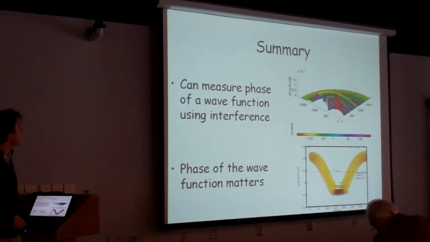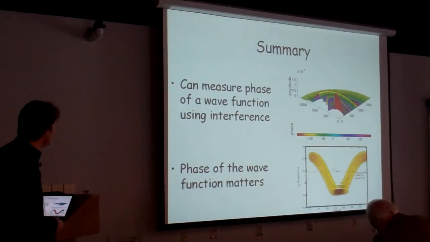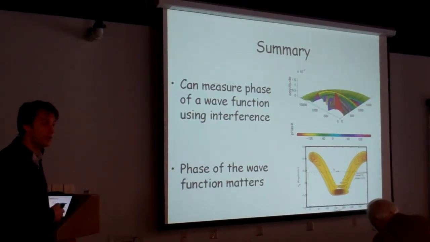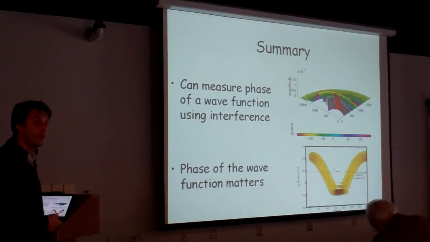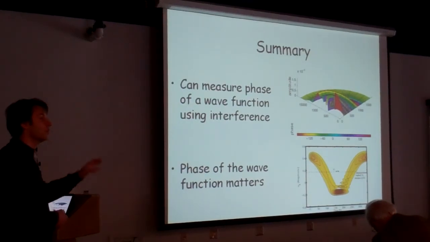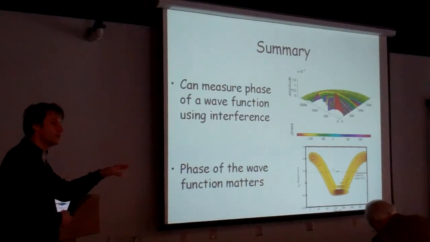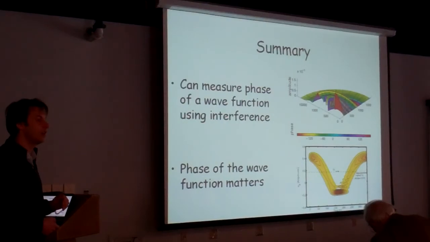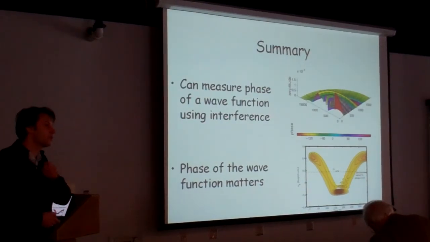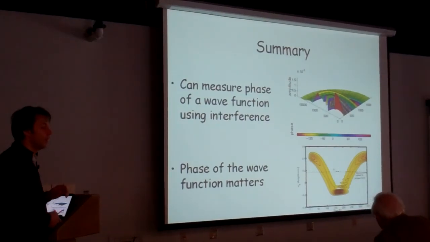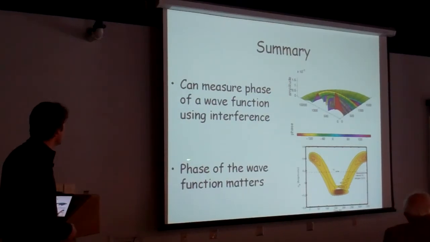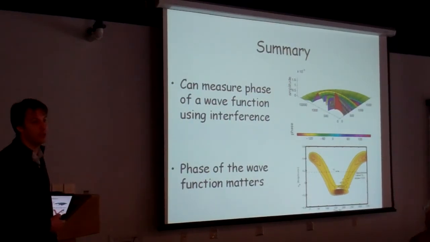So in summary, I hope to have convinced you that we can measure the phase of a wave function, and we can do that using interference. There are, of course, other ways to do this, but interference is a powerful way because it allows you to think about separating out into eigenstates and measuring the eigenstate-resolved interference pattern. So it's a very simple and, to my mind, intuitive way of measuring things that makes use of spectral resolution and interference. It basically relies on a direct analogy to optics. And the phase of the wave function can really matter.